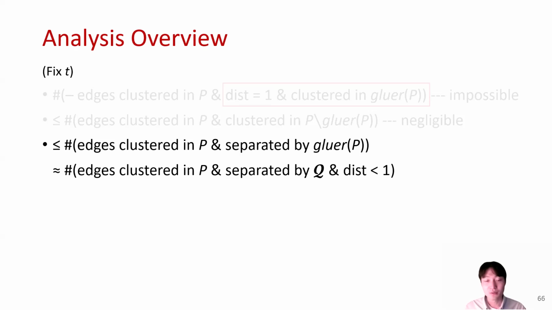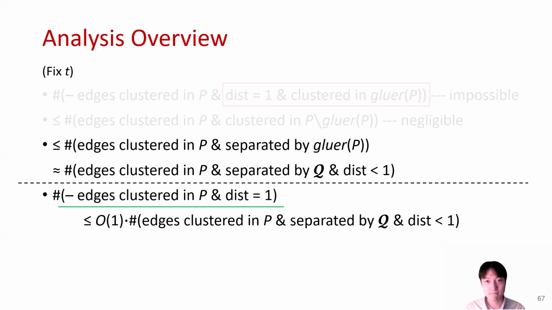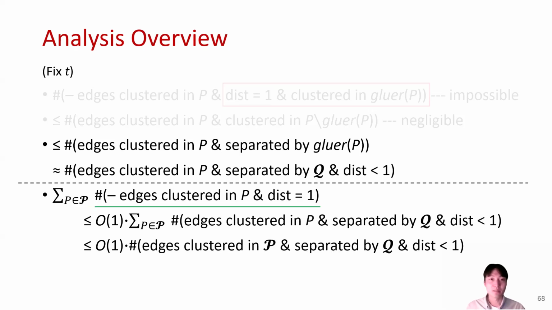For technical reasons, we use this equation as a final bound where the gluing precluster is replaced by the whole preclustering. Recall that we started from bounding the number of minus edges clustered in a single cluster P whose distance is 1, and we conclude that it is bounded by some constant times the number of edges clustered in P separated by the preclustering whose distance is less than 1. By summing over all clusters, we can charge the disagreements that are minus edges whose distance is 1 to some subset of edges separated by the preclustering whose distance is less than 1.